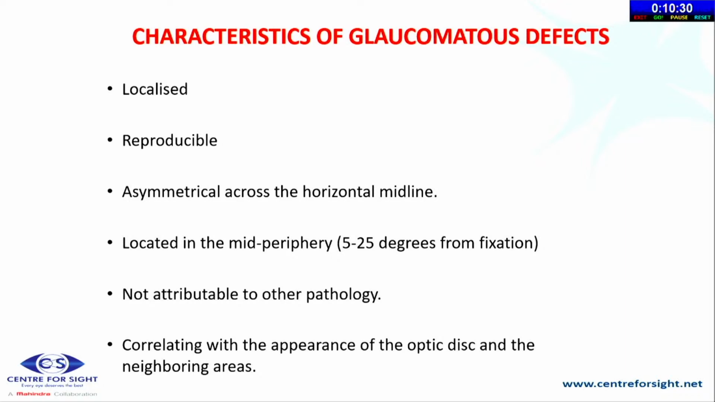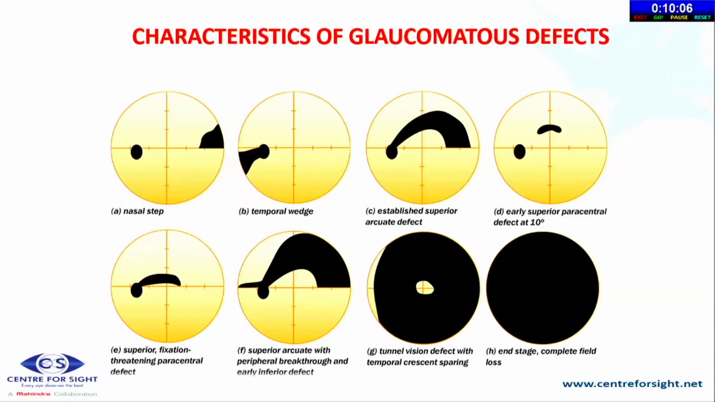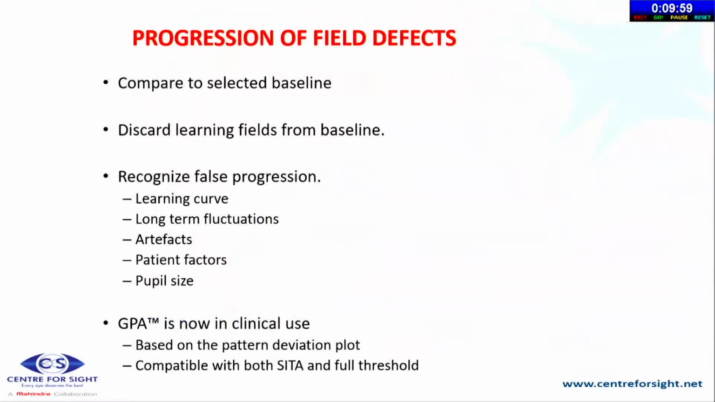It's not attributable to other pathologies. You need to rule out vascular occlusions in the retina, other retinal pathologies, and only then you can characterize this as a glaucomatous visual field damage. And we should always correlate with the optic disc and neighboring area findings. Anderson's criteria, I think it has been discussed or will be discussed. These are the usual characteristics of glaucomatous defects that you see in your OPD.